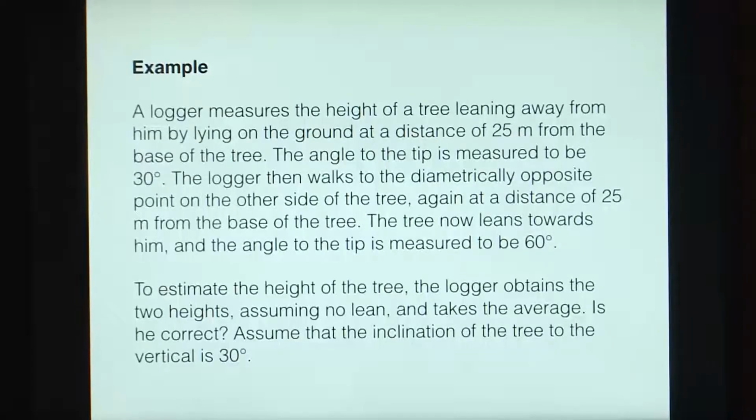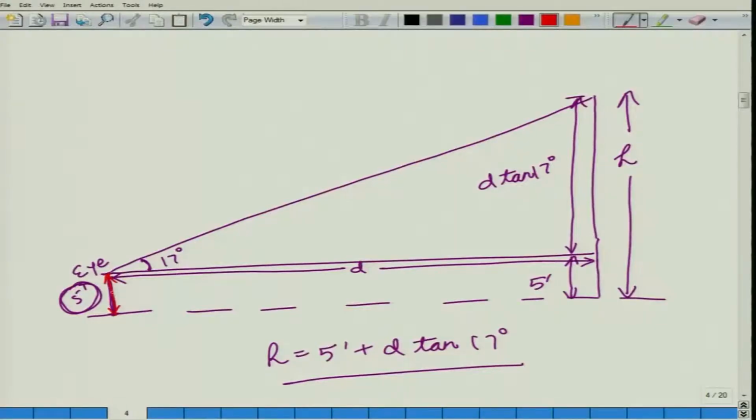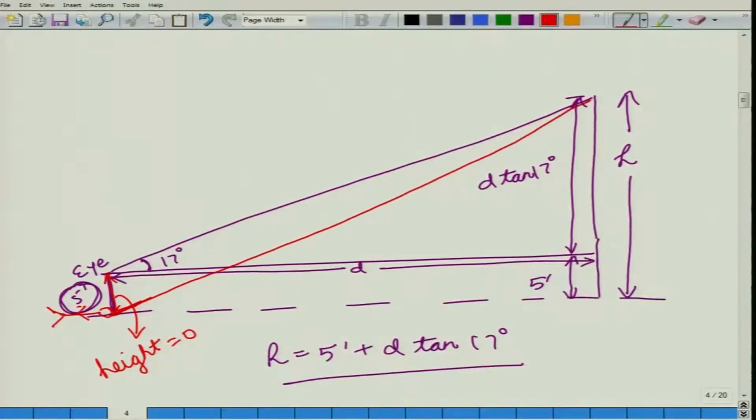So, now knowing this, let us look at an example question. A logger measures the height of a tree leaning away from him by lying on the ground. When we say lying on the ground, then if we look back at the tablet, this eye level height is equal to 0, because the observer is lying on the ground and then taking the measurements, so that it is as close to 0 height as possible. So, he is measuring this angle.